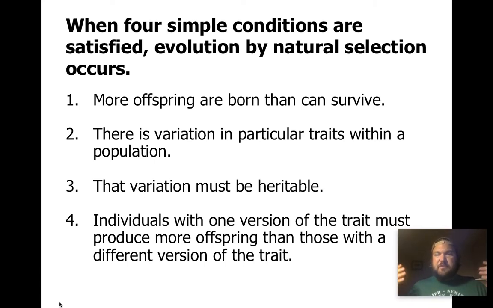So individuals with particular versions of traits that lead to increased survival and, more importantly, more offspring than those with bad versions of the trait are basically naturally selected. So that's why we call it natural selection.